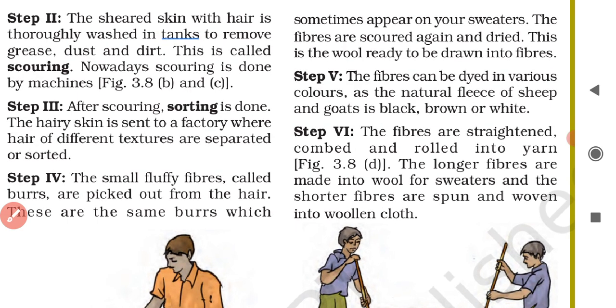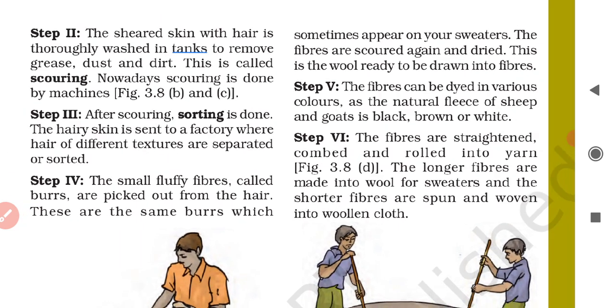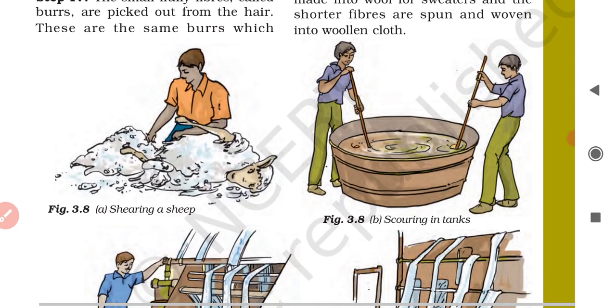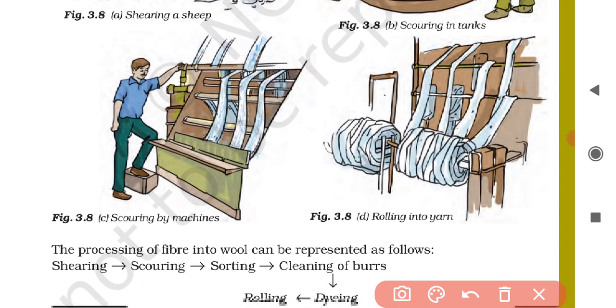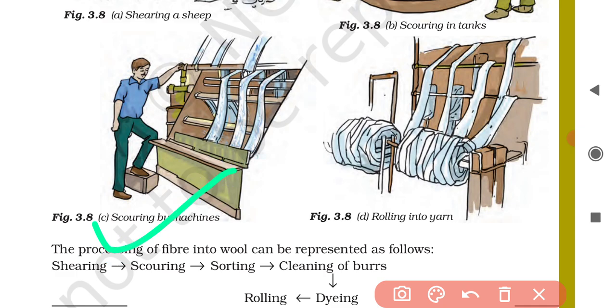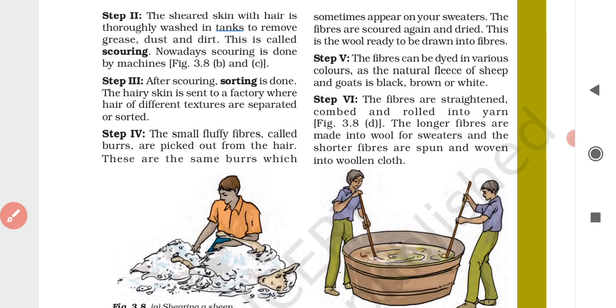So let's see what is given in the book. Step number 2, the sheared skin with hair is thoroughly washed in tanks to remove grease, dust and dirt. So this is called scouring. Nowadays scouring is done by machines. In figure 3.8b scouring is done in tanks, as you can see from here, and in figure 3.8c scouring is done by machines. Due to the improvement of technology, it can also be done in machines nowadays. Clear?